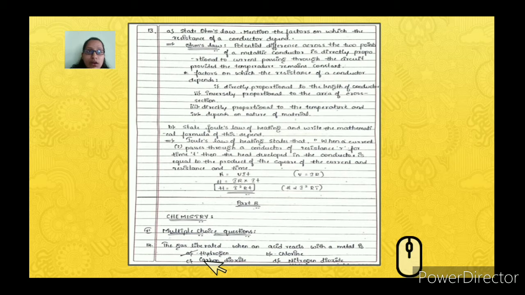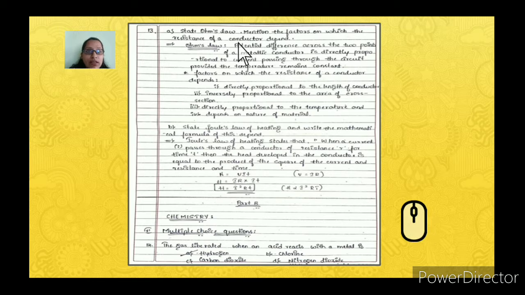State Ohm's law. Mention the factors on which the resistance of a conductor depends. What does Ohm's law state? It states that the potential difference across two points of a metallic conductor is directly proportional to the current passing through the circuit, provided there is no variation in temperature. That is, temperature remains constant.